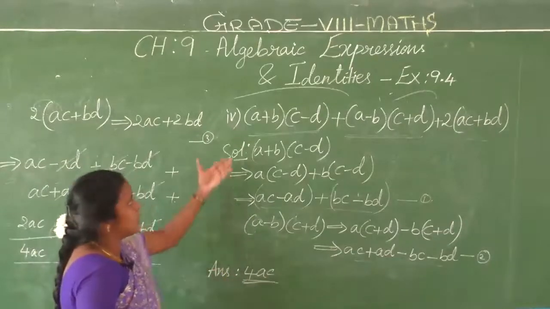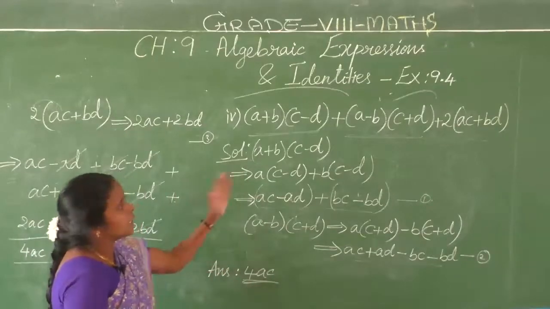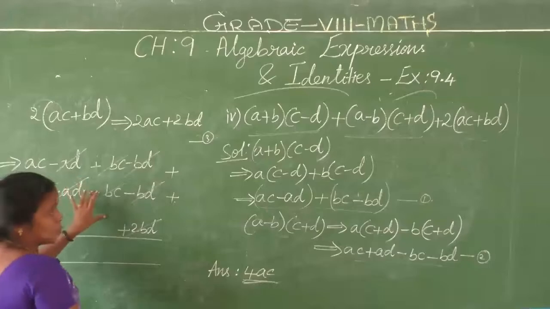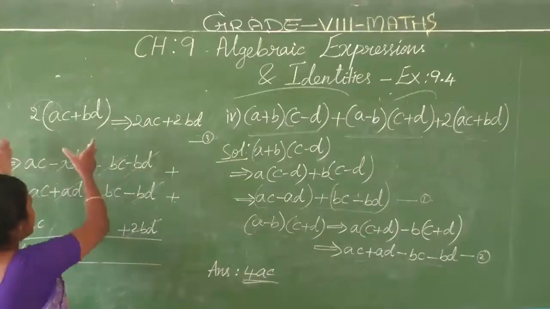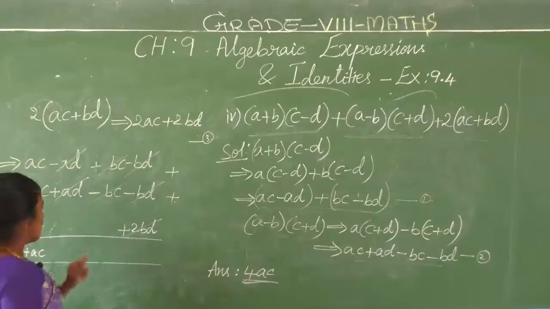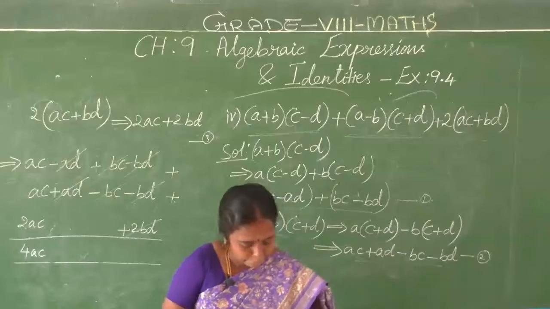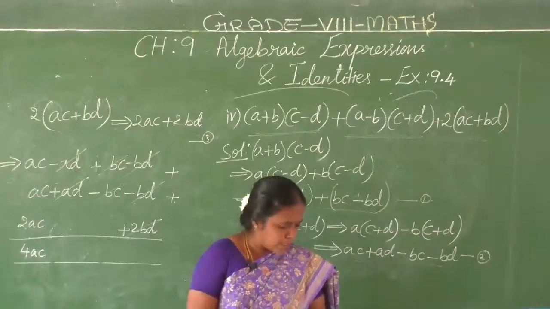So little bit bigger level only. Just slowly take part by part of the expressions, find their product and then add. While adding, what to do? Like terms wise, if you arrange, your work will be easier. So the final answer for this question is plus 4AC. Okay. Copy down in your classwork neatly.